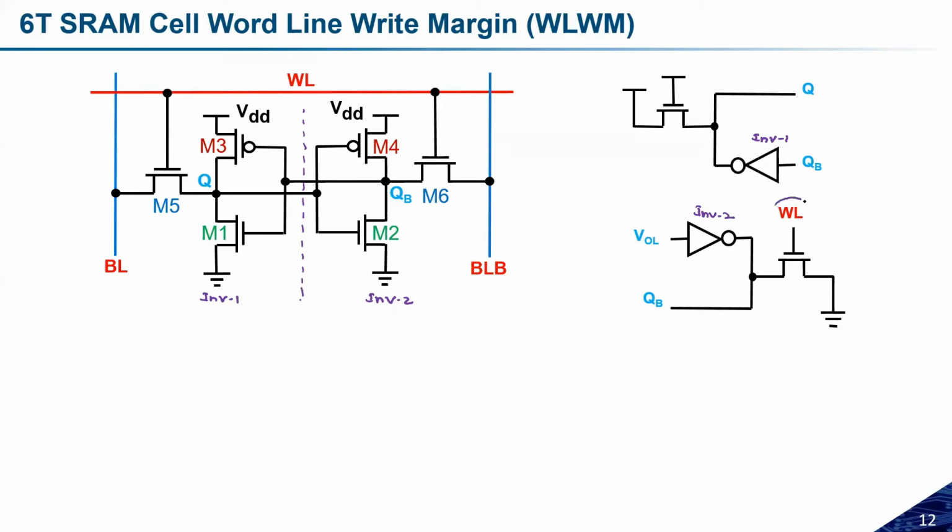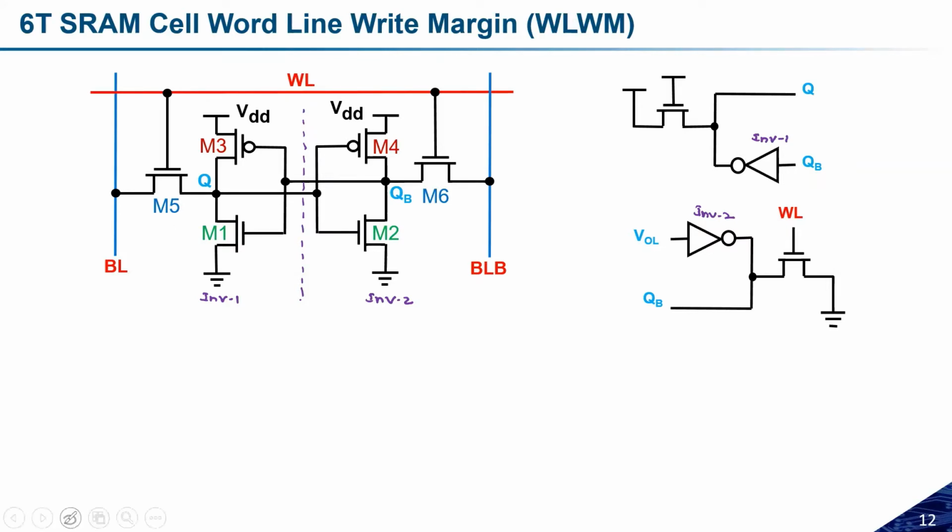What I have to do is make the word lines for these two access transistors independent. I have to fix one word line at VDD because we are doing a write operation. Ideally the word line should be connected to high so that the access transistor will be in the on state. So for M5 the word line will be VDD, but the word line of M6 will be the controlling parameter here. This is the setup we have to do while calculating the word line write noise margin.